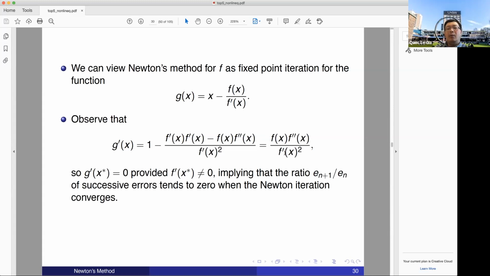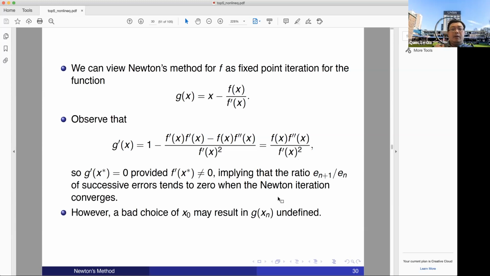But you have to assume that f prime at zero is non-zero, otherwise this one blows up, yeah? So this term blows up if f prime x equals 0. So now we have discussed the method already, but now how good is it?